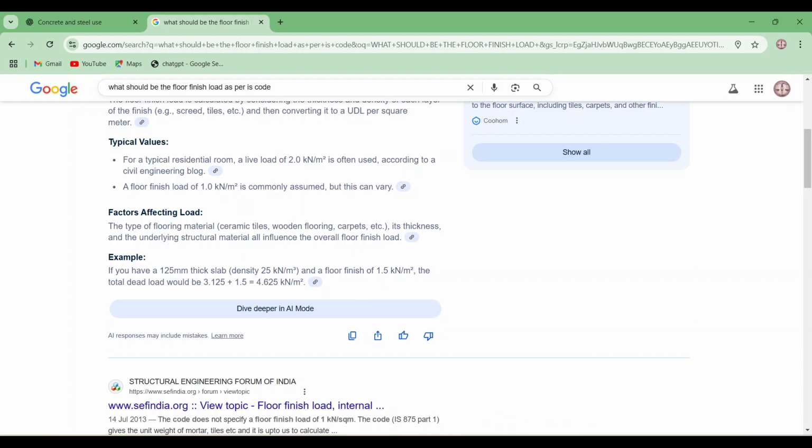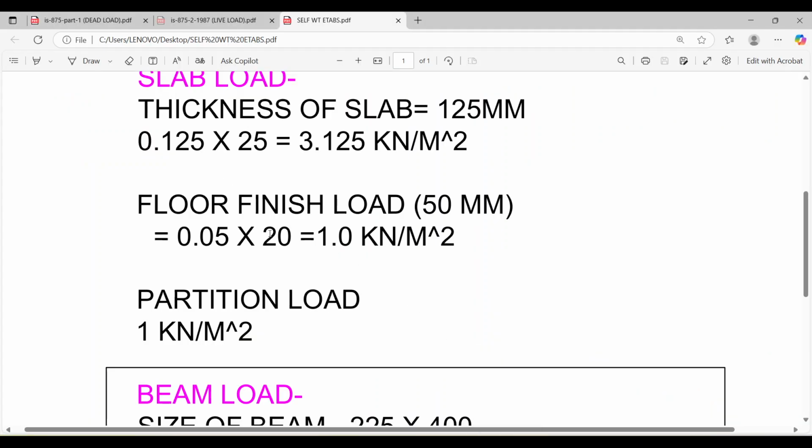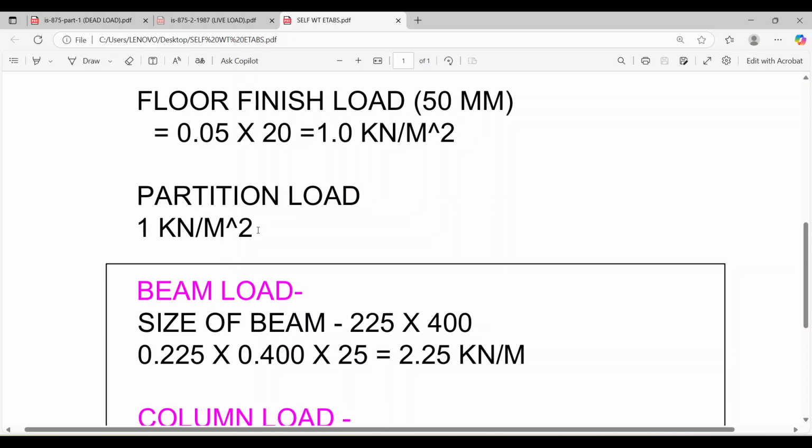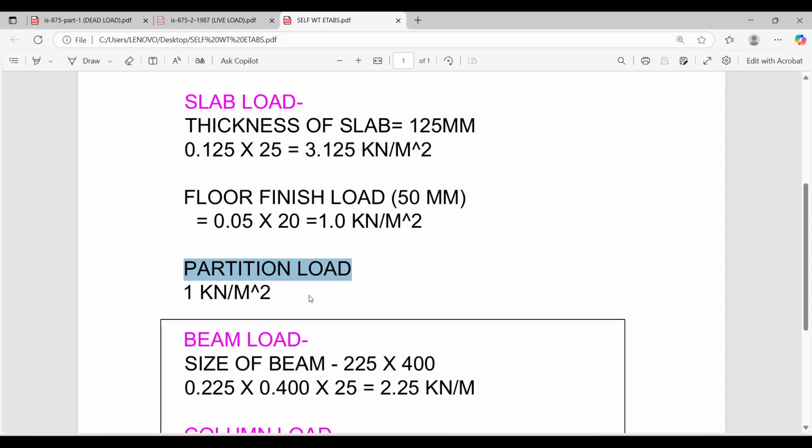Okay, let's come to the tab. So here you see the floor finish load is calculated, and if there is a partition, some are office buildings, there may be partitions. So the partition load can be 1 kilonewton per meter square. So if you calculate the total load of this slab, that will be 3.125 plus 1 plus this one. So 5.125 will be your slab load, self weight of the slab load.